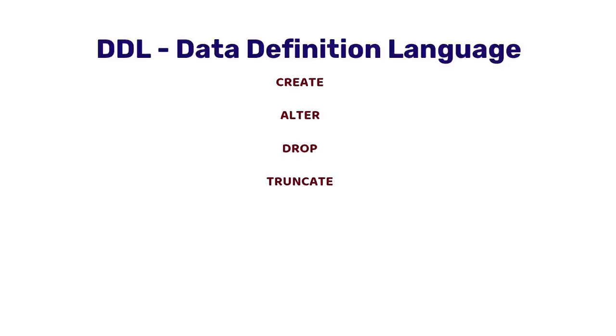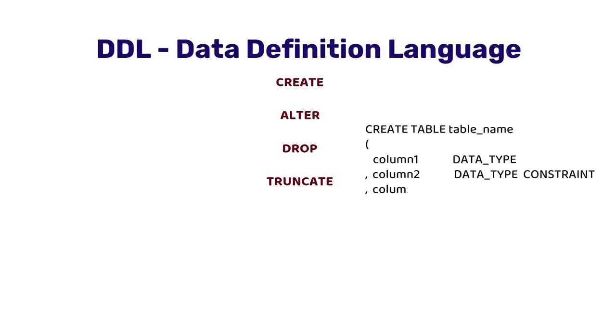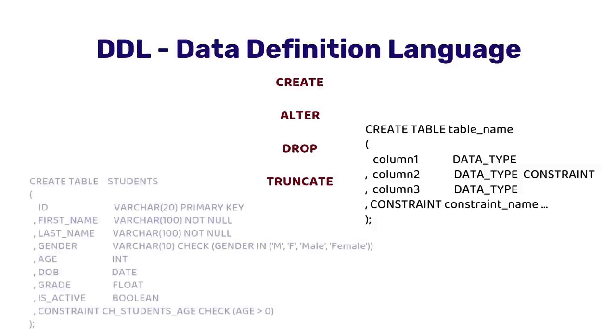The syntax to create a table can be like create table, table name, followed by a list of columns. Each column can be associated with a data type, and some of the columns may be associated with constraints. So let's say you're going to create a table by the name student having a list of columns like ID, first name, last name, gender, age, etc., then the syntax would look something like this.